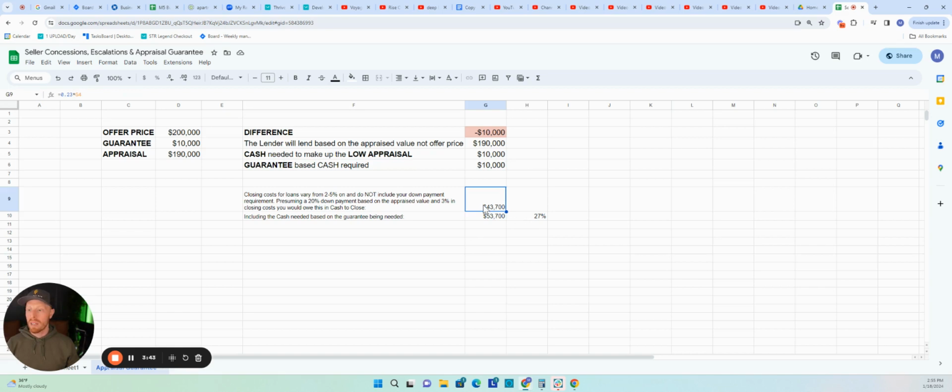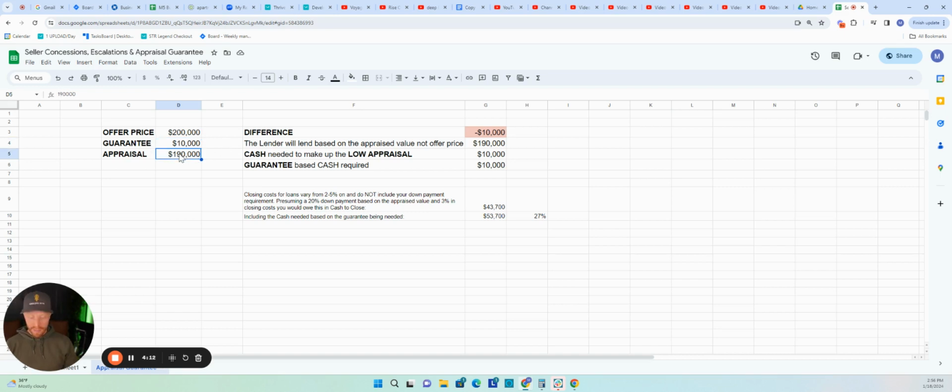Based on the closing costs and everything, the lowered value plus the guarantee, you went up to 43,000. I'm sorry, 53,000, because the 43,000 is based on the 190 at 3%, and then the extra 10K is the 27%. So if you remove that, it went up what, 3%, I believe? 4%? Yeah. Okay, 5%. Sorry. A 5% increase in cash needed to close the deal because of the 10K guarantee.